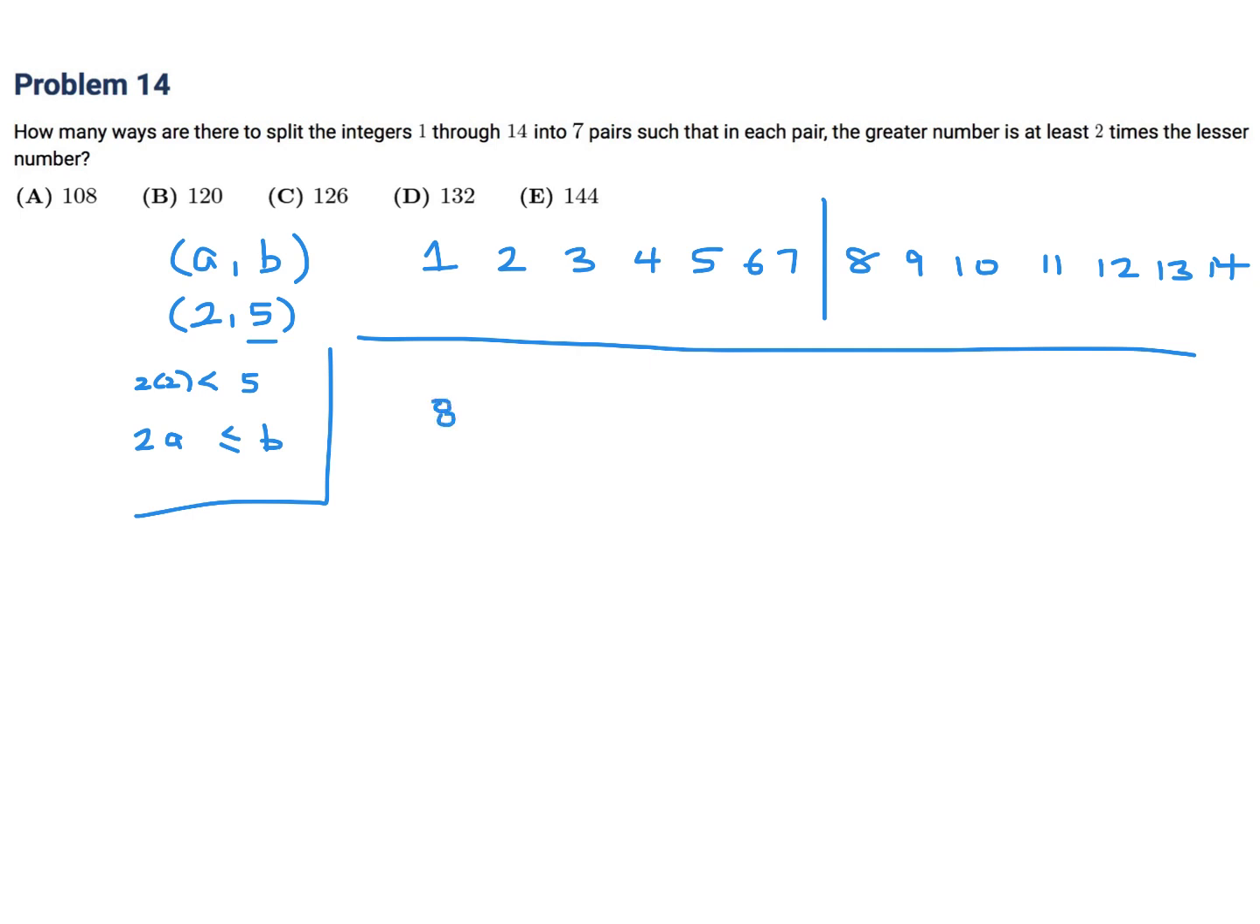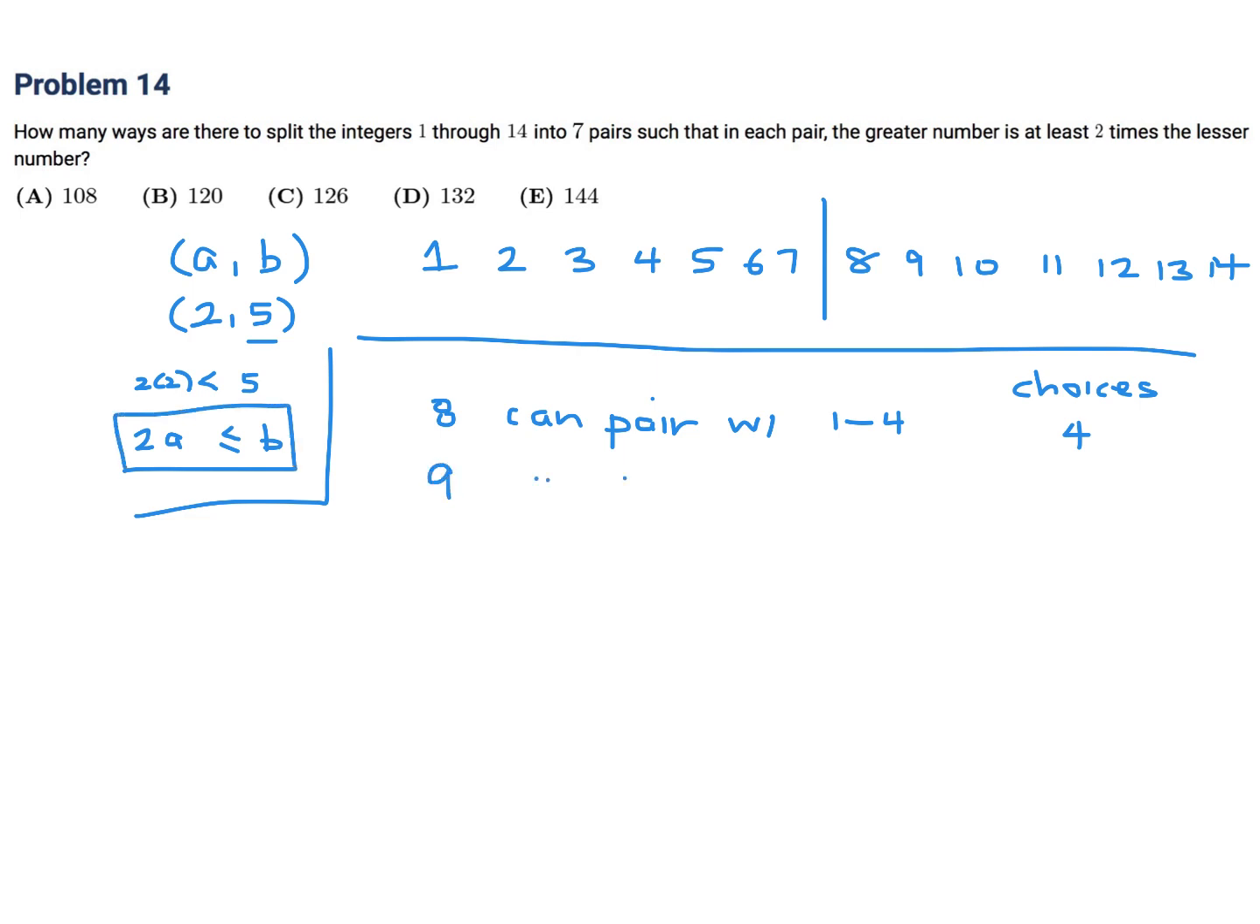The 8 can pair with anything from 1 to 4, right? I can't put a 5, because then 8 wouldn't hold this property. But it can pair with anywhere from 1 to 4, so we've got 4 choices for the 8. It couldn't pair with any of the bigger ones because then the property wouldn't hold true. All right, so let's keep going.